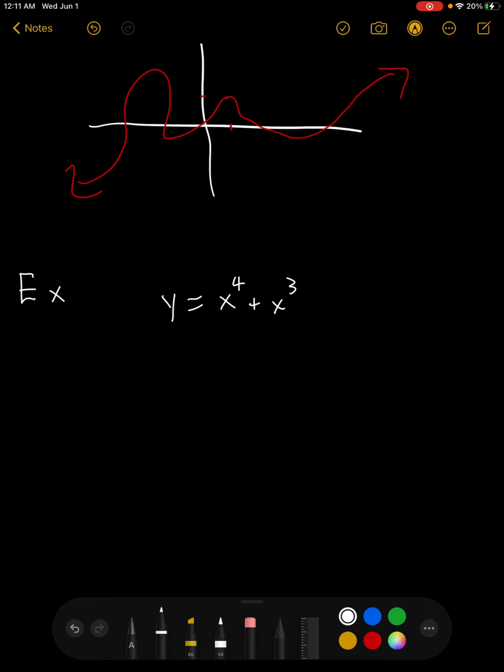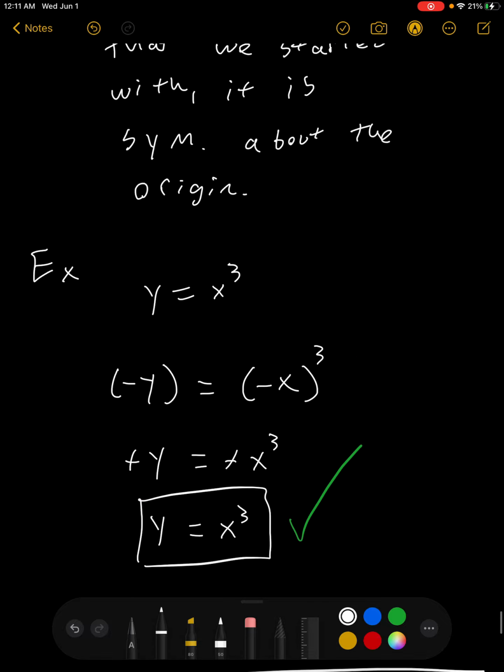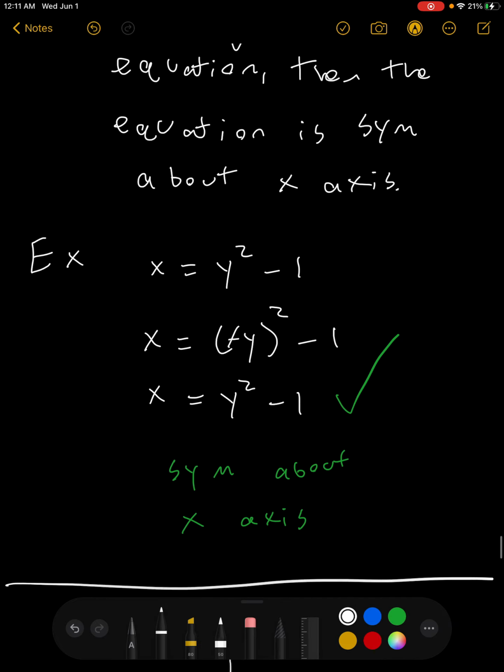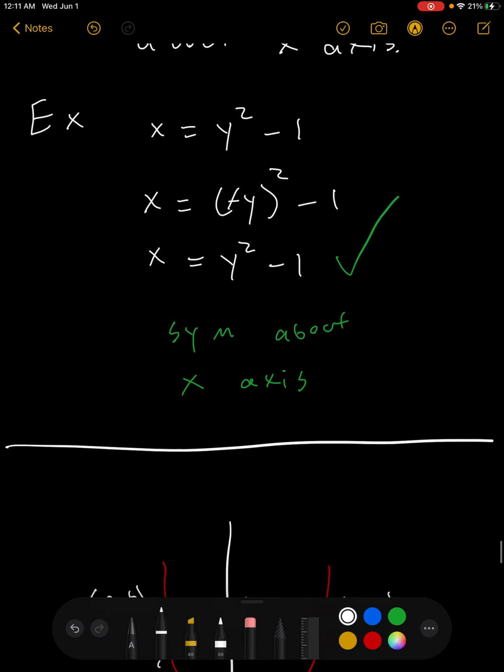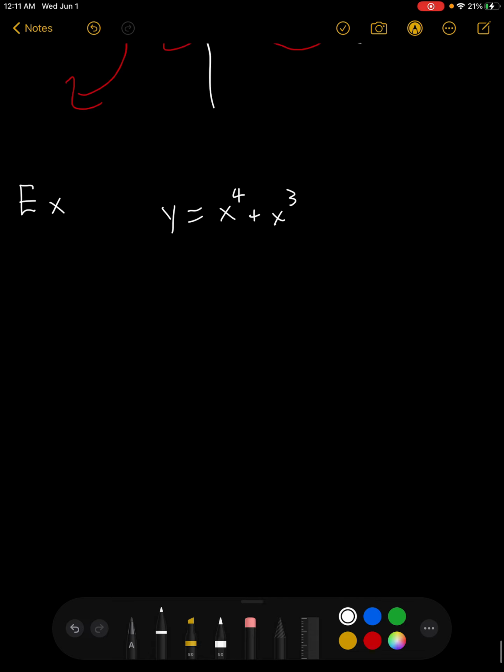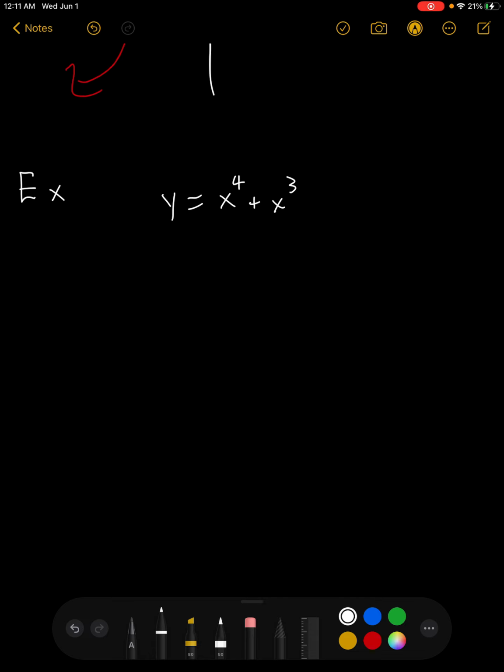Now if we test this for symmetry, it will fail all the tests, right? Let's say we do the x-axis symmetry, so that was when we replaced the y with a minus y. Let's see if it gives us back the original equation. So if we do a minus y there, there's nothing else we can do to simplify this, so there's no way to get back to the original equation when we switched the y with a minus y. So it failed that test.